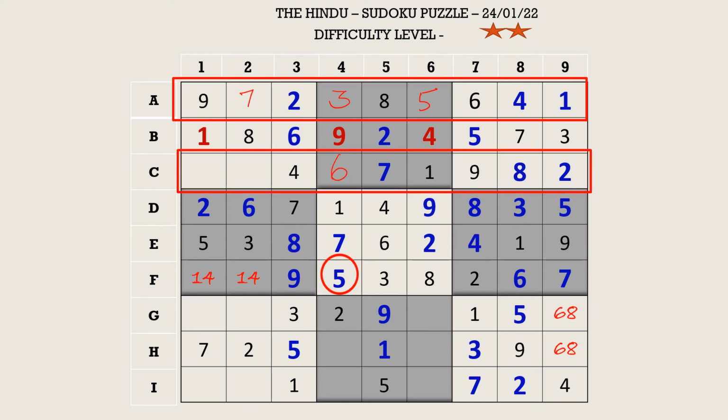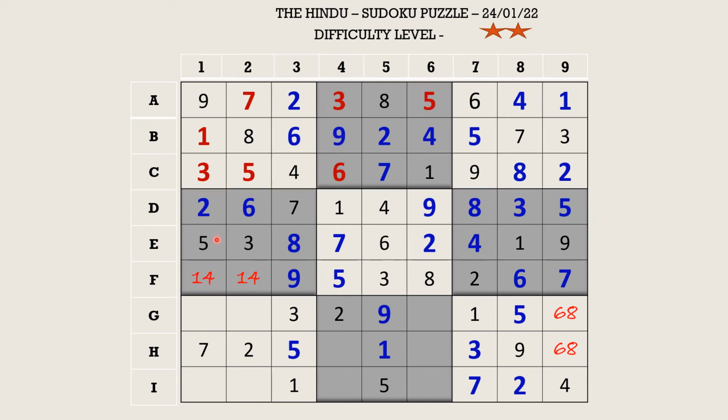In C row, the only missing numbers are 3 and 5. There is a 3 blocking here. So C1 takes 3 and C2 takes 5. So this 1 cancels out the 1 in F1 and F1 becomes 4 and F2 becomes 1.